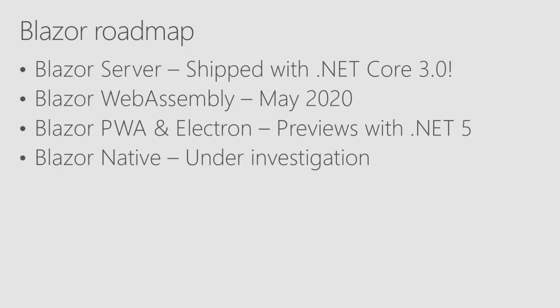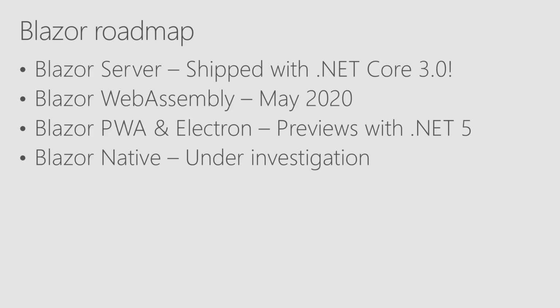Blazor WebAssembly, we announced earlier this week, will ship next year. We're targeting May of next year. We'll start to see more progress on that in the months ahead. We're also starting work on Blazor hybrid apps and Blazor progressive web apps. You should expect to start to see previews of that functionality in some of the .NET 5 previews that will be coming up shortly. .NET 5 is expected to ship in November of next year. But hopefully we'll have previews of PWA support and Electron sooner than that.